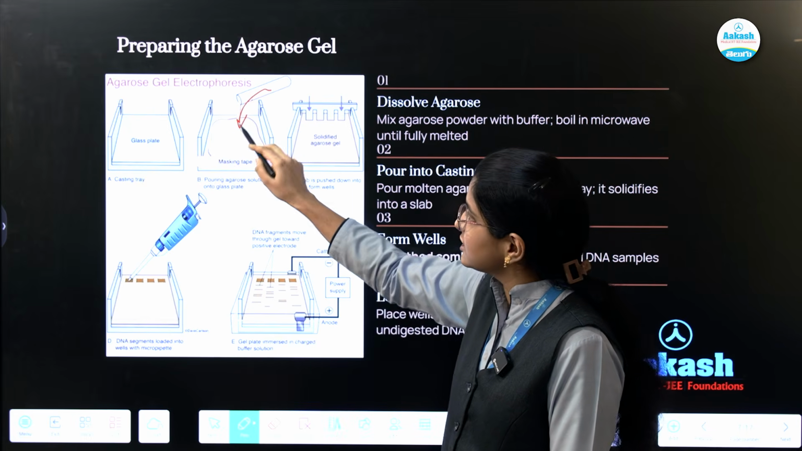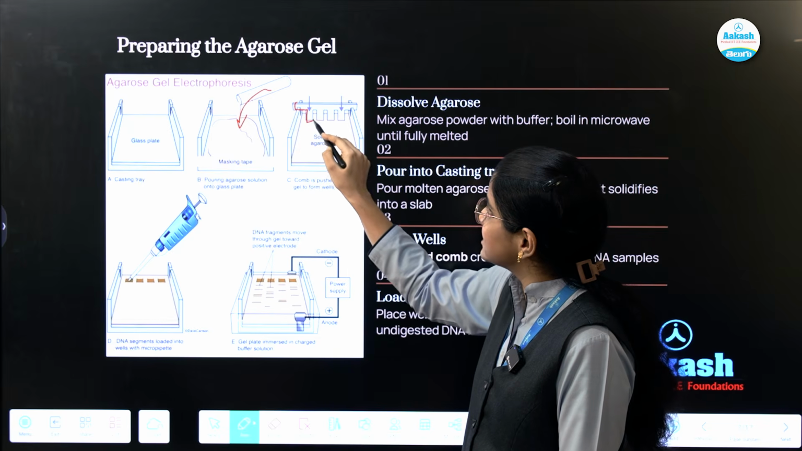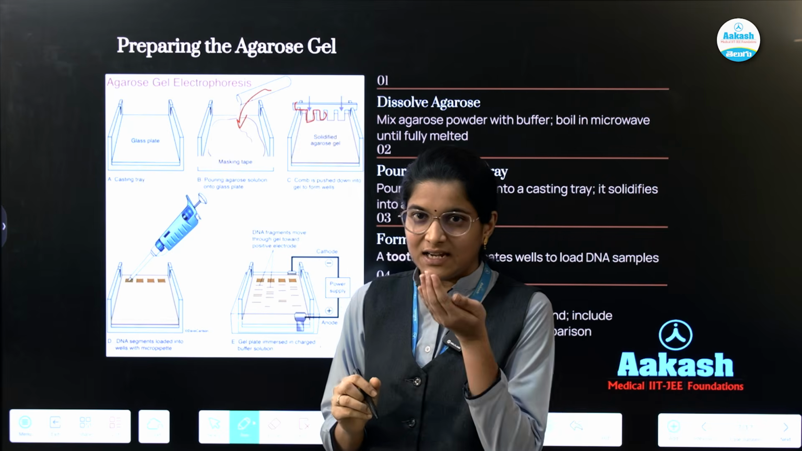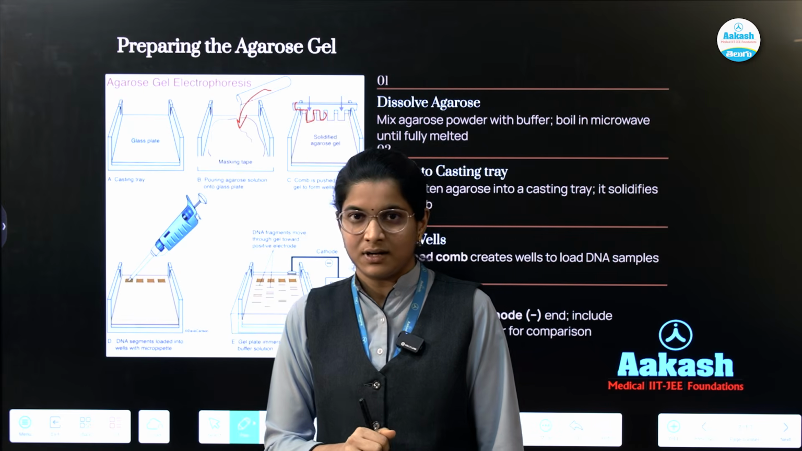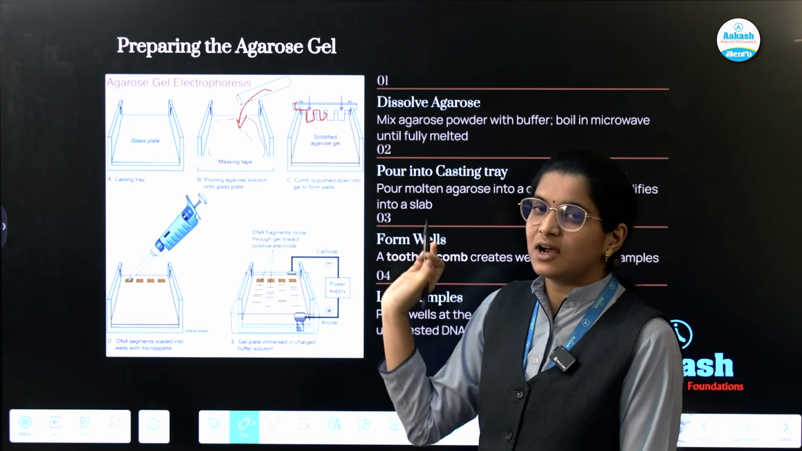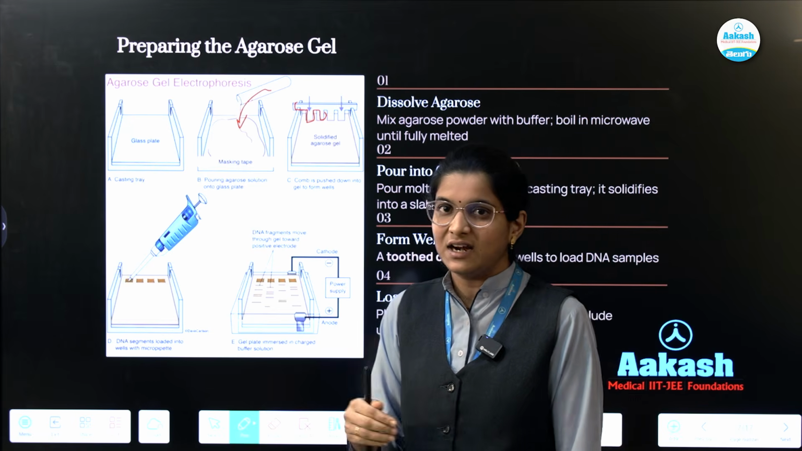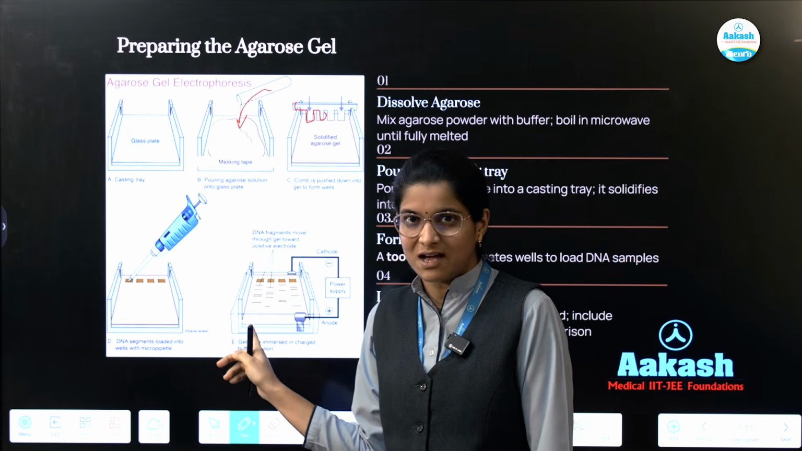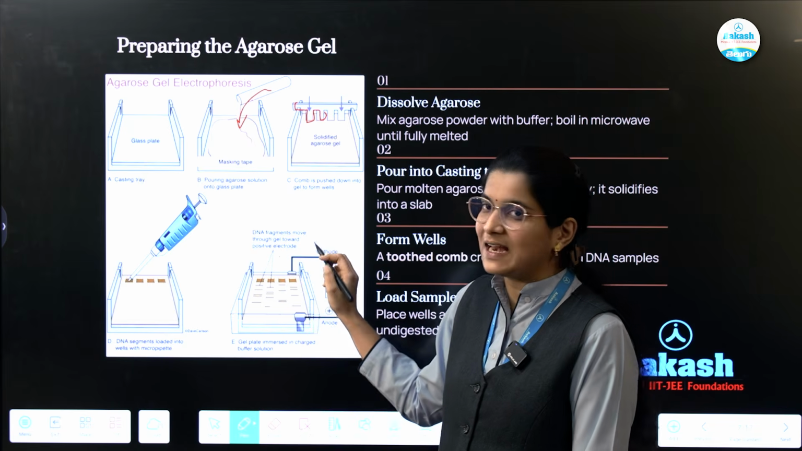This agarose solution is poured into the casting tray and we insert the structure called as a comb. What is the function of a comb? It helps in creating depressions called as the wells where we load our DNA sample. Now, we allow it to solidify for some time. After some time, after the gel gets solidified, we remove the comb and we place the gel in an electrophoretic chamber and we add the buffer solution in it and we apply electric field.